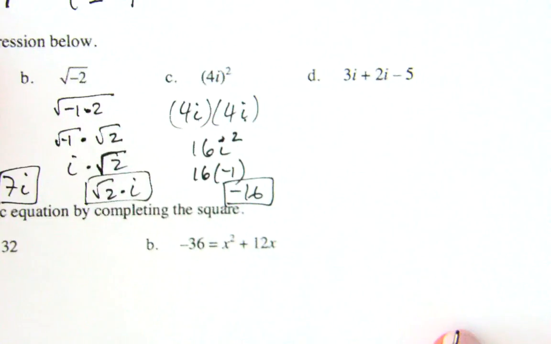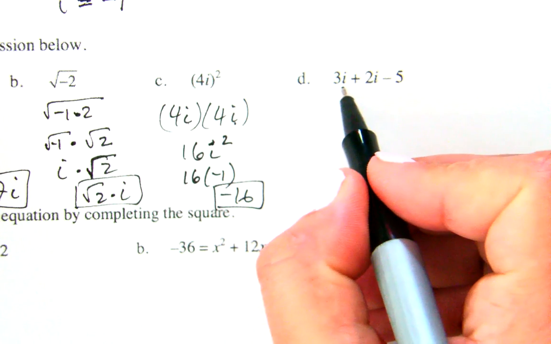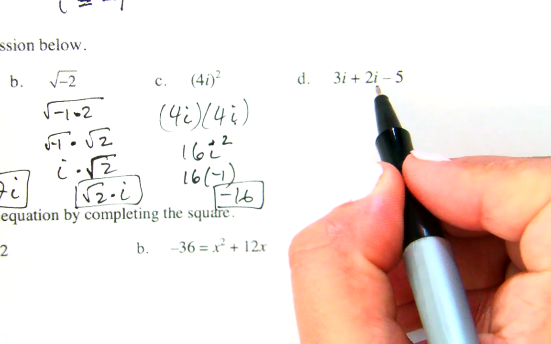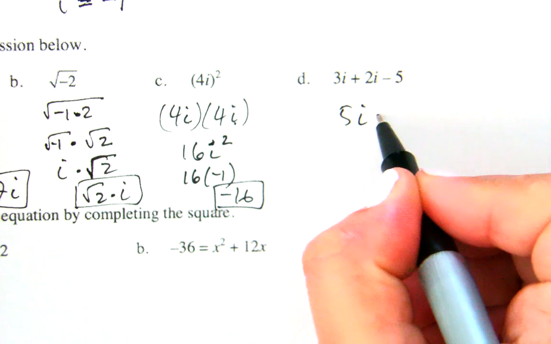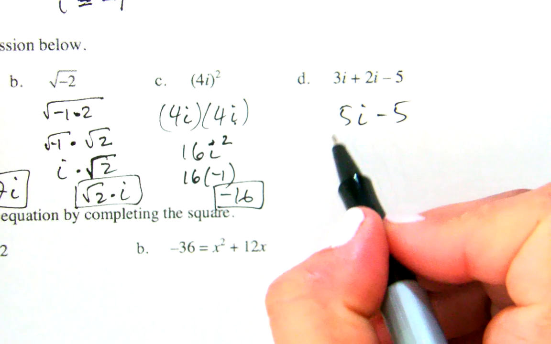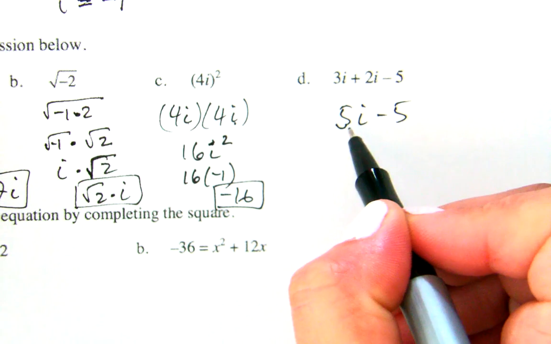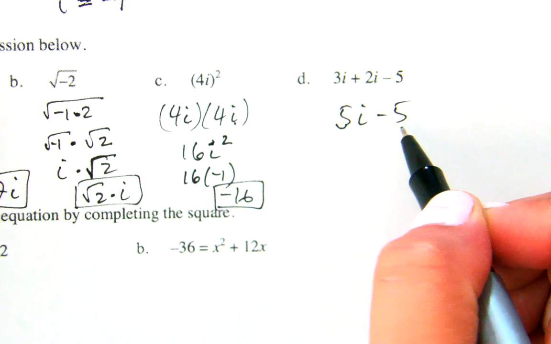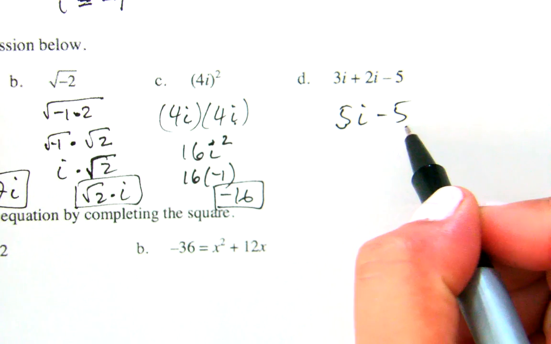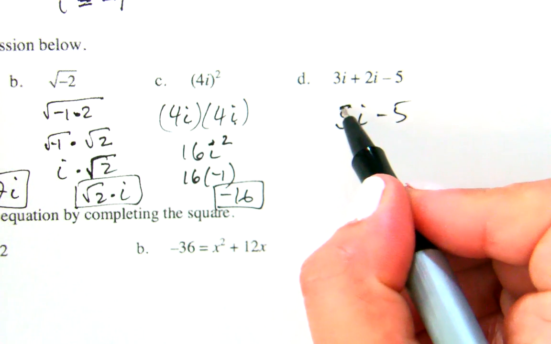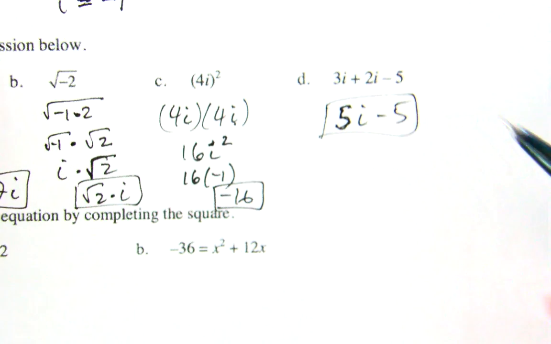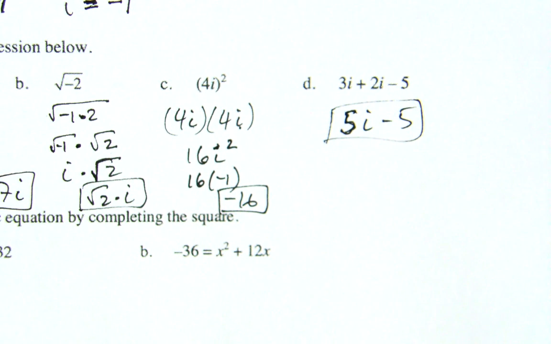Okay. And then part D, these are the same variables, right? i and i. So I can say, okay, 5i minus 5. I can't do anything else besides that because that's like 5x minus 5. So we're done. That's the last thing for D. I can't combine like terms there. Okay? Okay, and then that was 131.